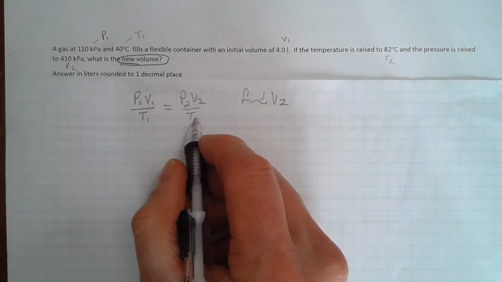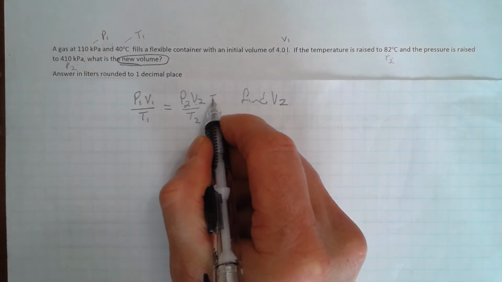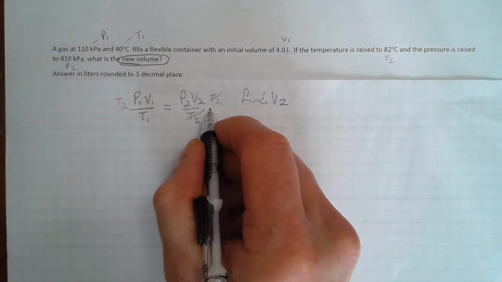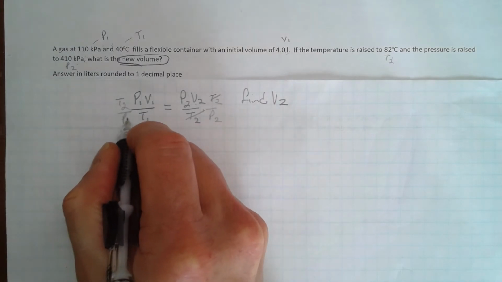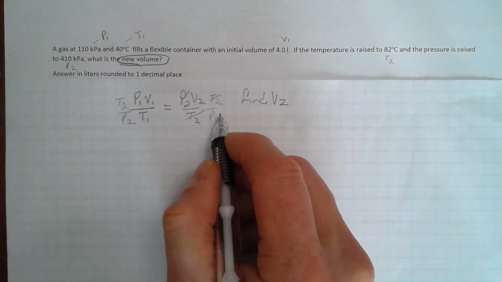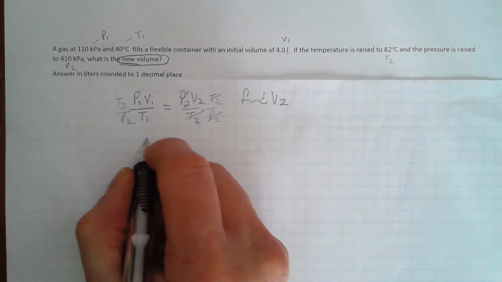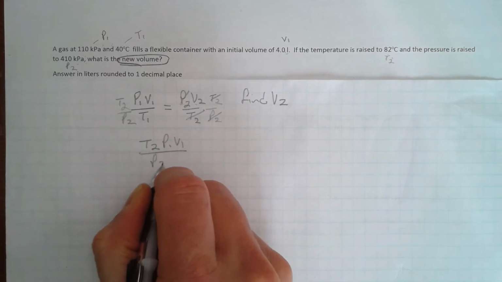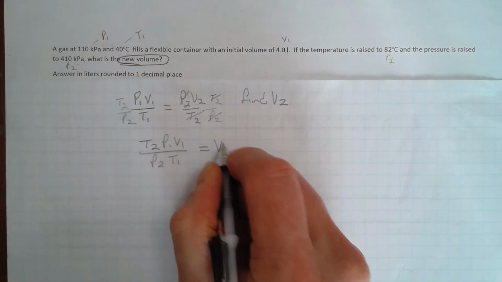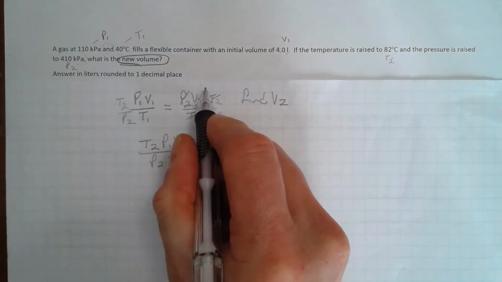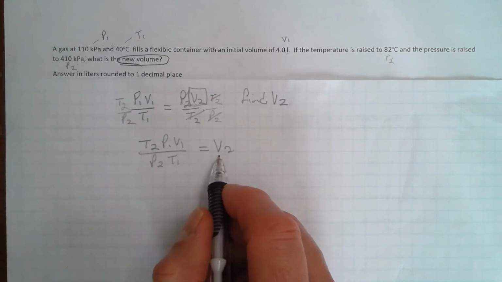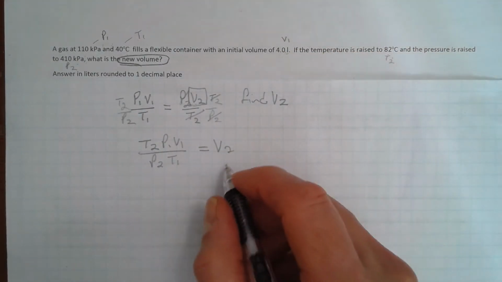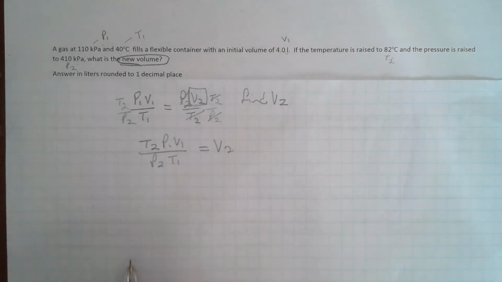I've got to get the T2 out of here, so I'll multiply both sides by T2. That removes it from there. I've got to get the P2 out of here, so I divide both sides by P2. And the P2s cancel on the right, and so I have over here that T2 P1 V1 over P2 times T1 is going to give me V2. Now notice the V2 was on top already. The value you're looking for has to be on the top of any fraction for you to be able to find it with that equation.